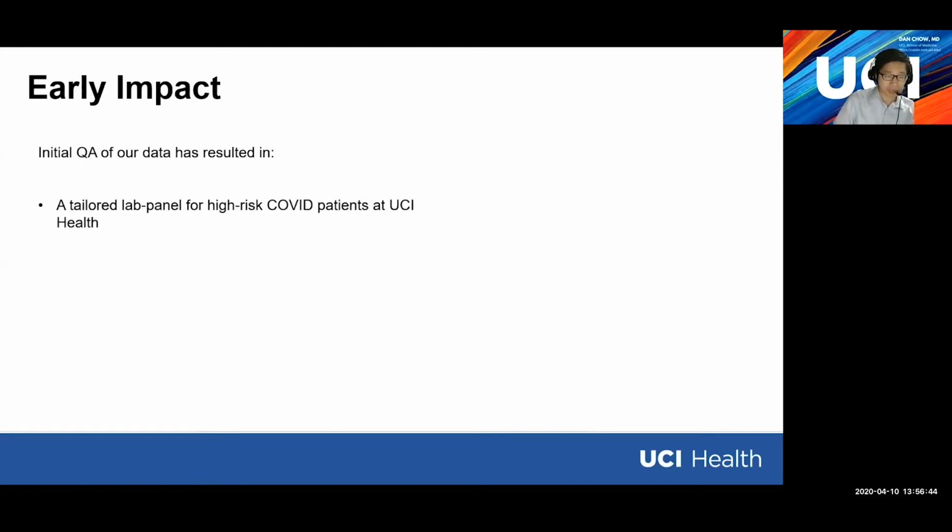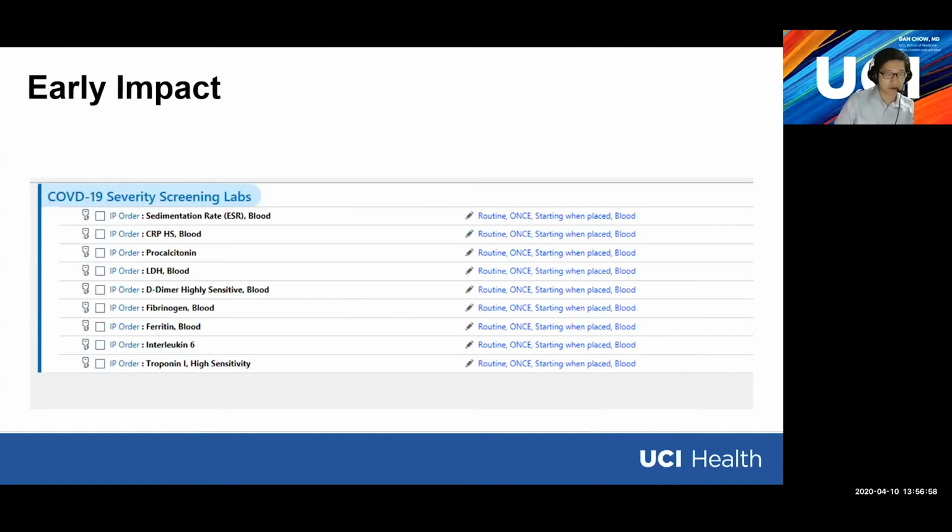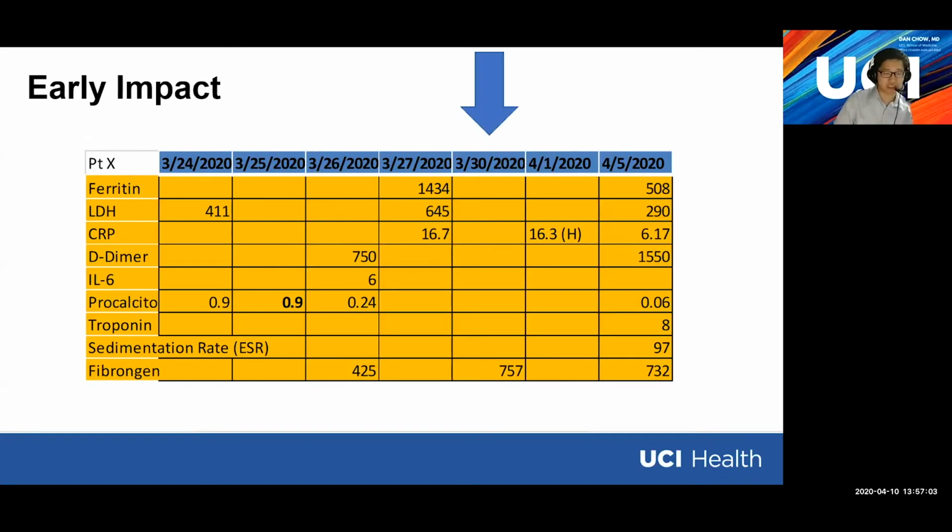Already, just from doing the QA of this initial daily data set, we've had some early impact at UCI. One of the things we noticed was that labs were being ordered inconsistently, and so out of the information, this led to one of the severity screening labs. This is just an example of a patient. Prior to that, you can see that labs were ordered a little bit haphazardly, which makes it really difficult to digest this data for an AI or big data project. And now after this, we have much more consistent ordering for these patients.